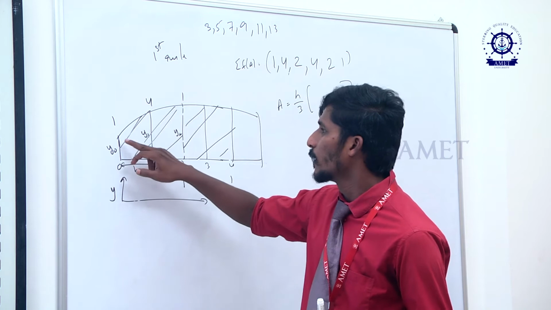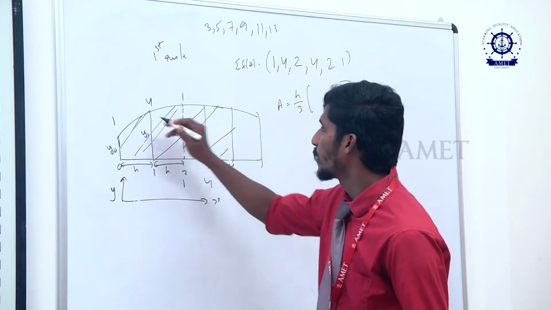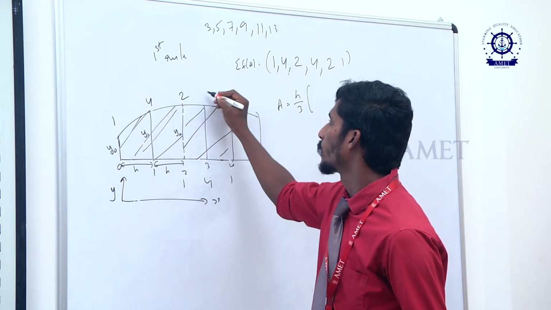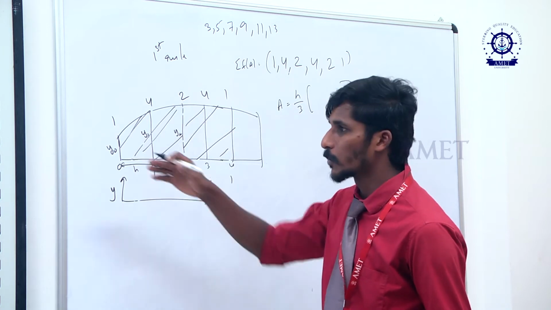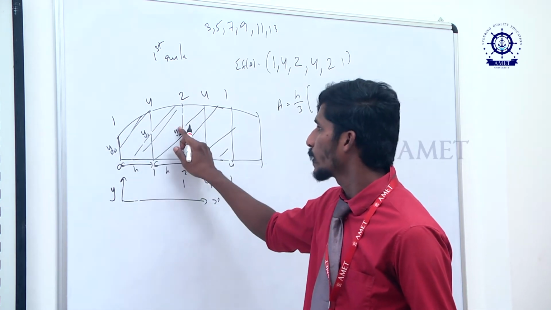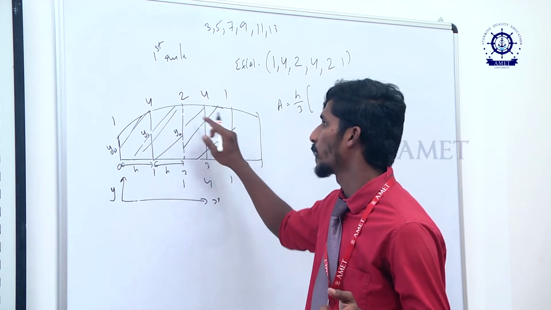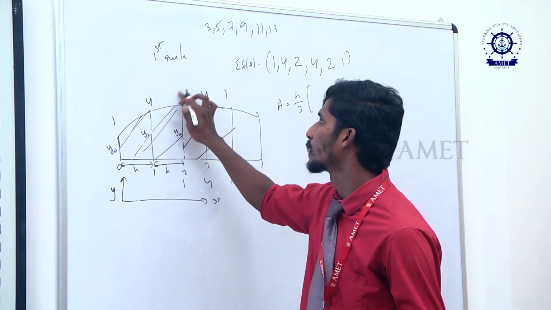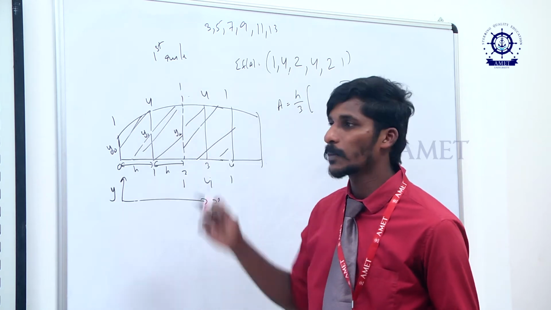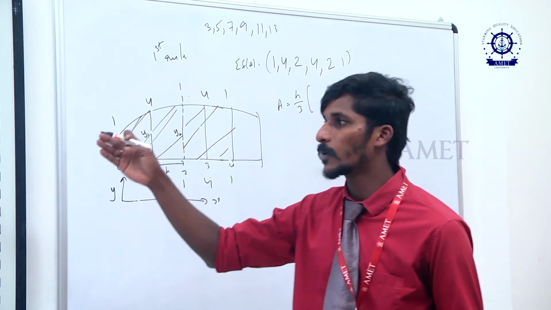Then I told you that if I have 5 ordinates, the rule will become 1, 4, 2, 4, 1. The rule you can see is 1, 4, 1, and again you continue from the same station, so again the rule will become 1, 4, 1. When I add 1 plus 1, you have two 1s here, so it will become 2. So you can see the rule as 1, 4, 2, 4, 1.